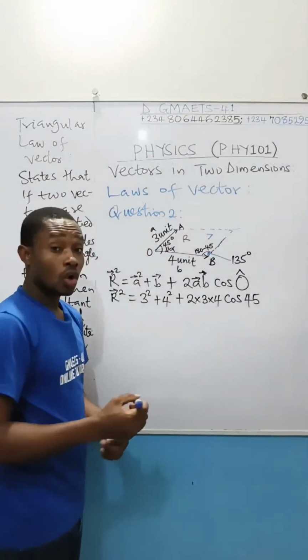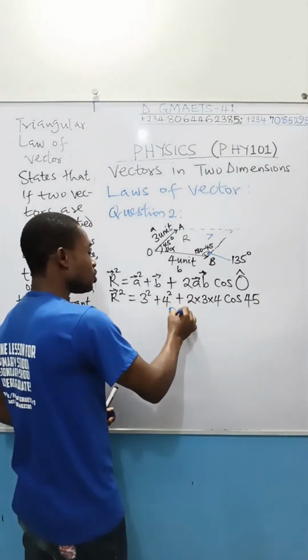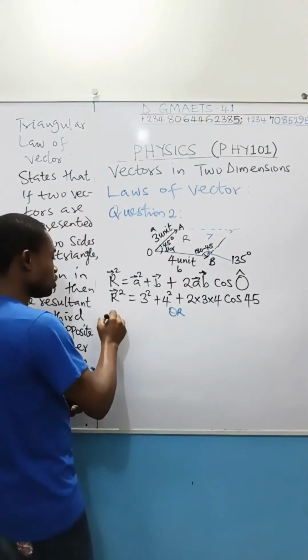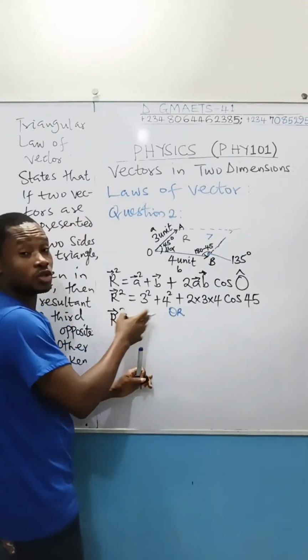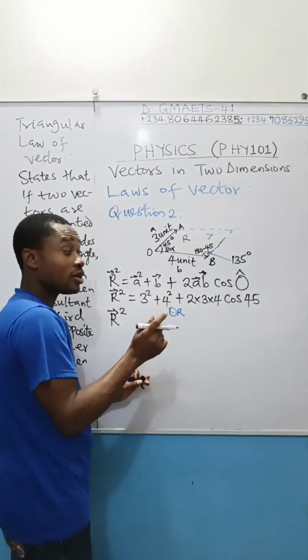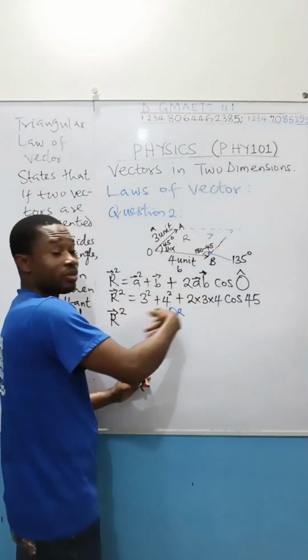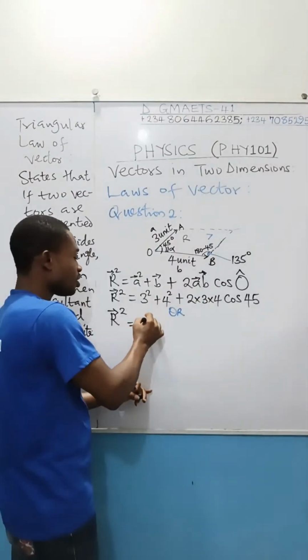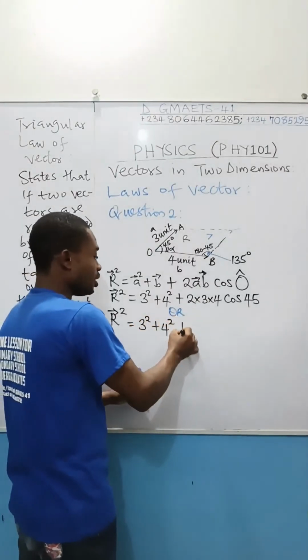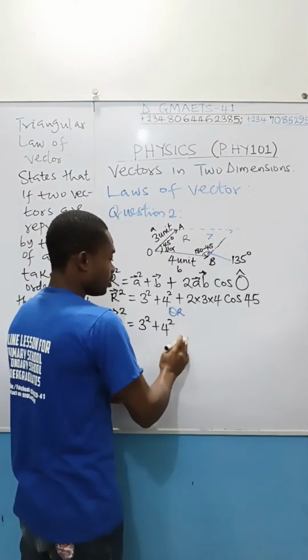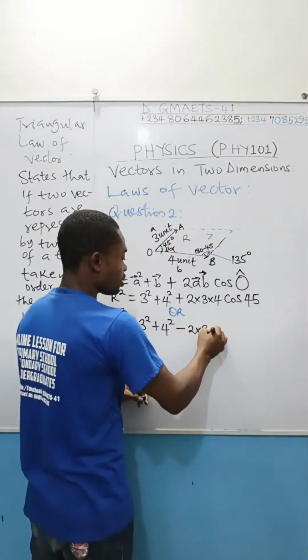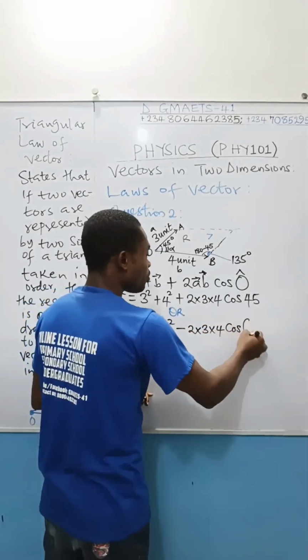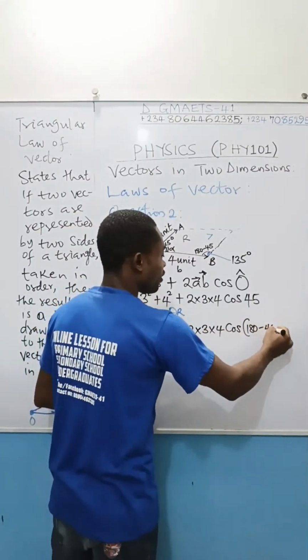Any one of them you do, you get the same result. Or you could go this way. Please don't do all this stuff; if you start solving from here, just simplify. I'm just trying to show you that alternatively, you could use the obtuse angle, which will now mean that you're going to use minus here. Minus 2 times 3 times 4 cos open bracket 180 minus 45 degrees.